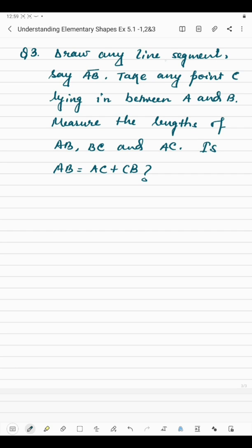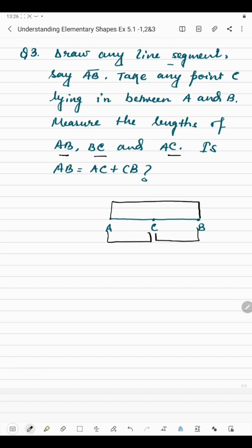Let's name it A and B. Now we will have to take any point C lying in between A and B. Say here, point C is in between A and B. Now measure the lengths of AB, BC and AC. So we will have to measure the length of AB, then BC and then AC.